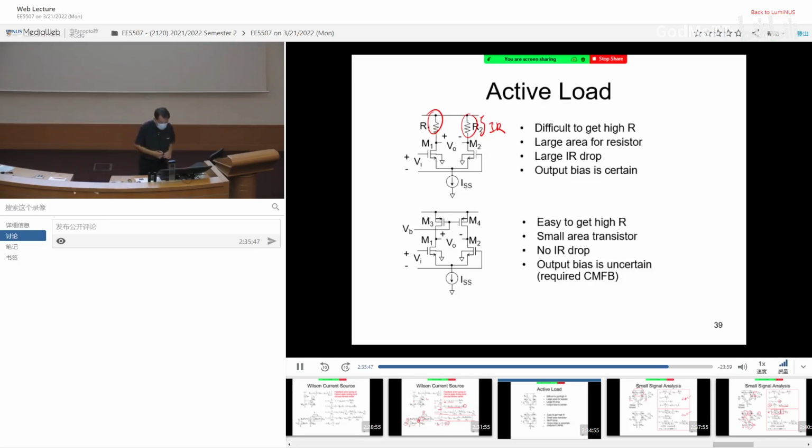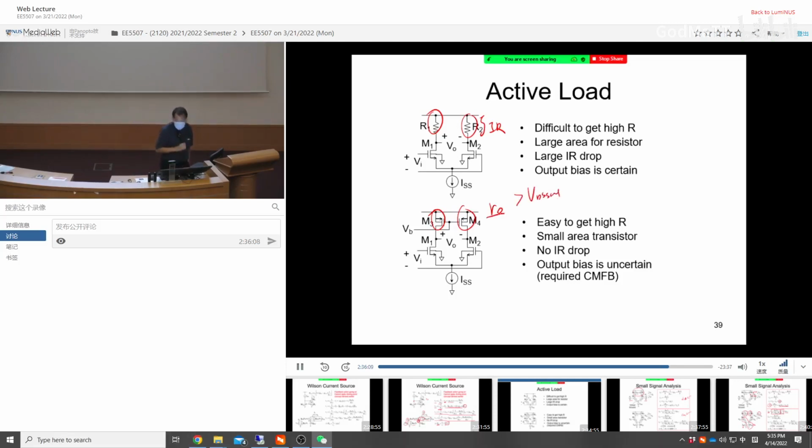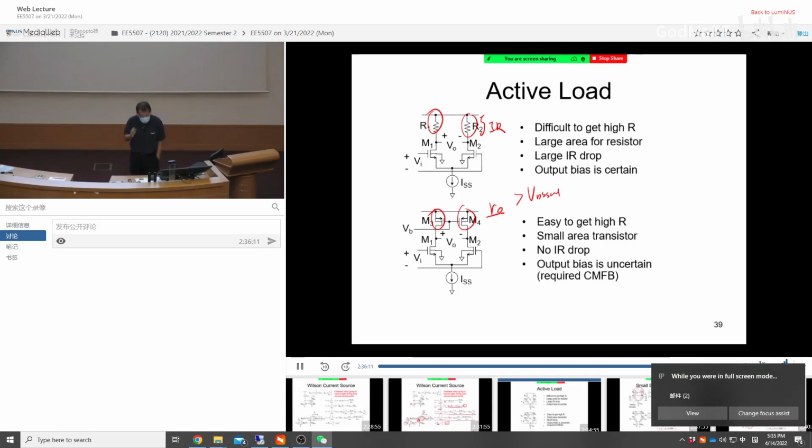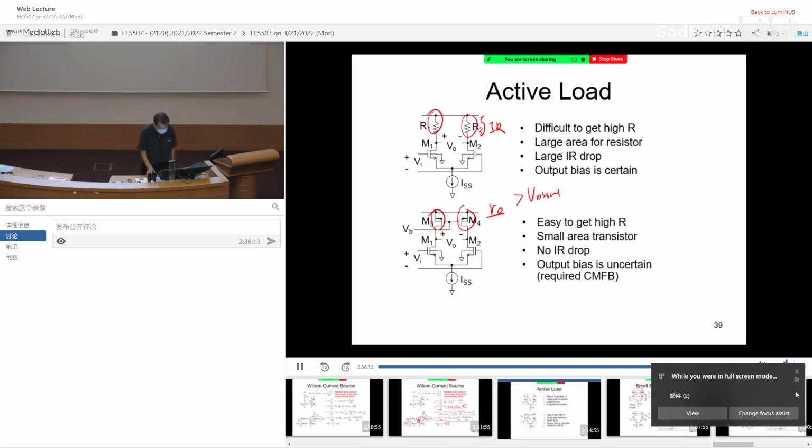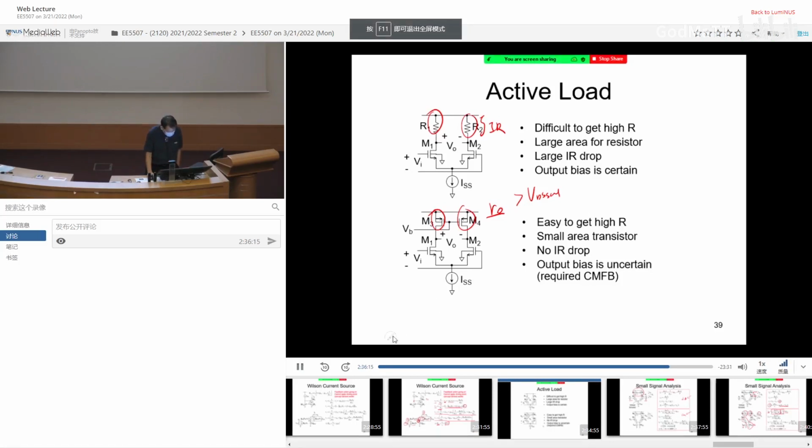Right? So, one possible way is actually replace this resistor with active load, such as transistor. We know a beauty of transistor is that it can give you very high resistance, R0, but it doesn't require very high voltage headroom, because as long as it's bigger than VDS set, it will give you R0. So that is the beauty of active load.